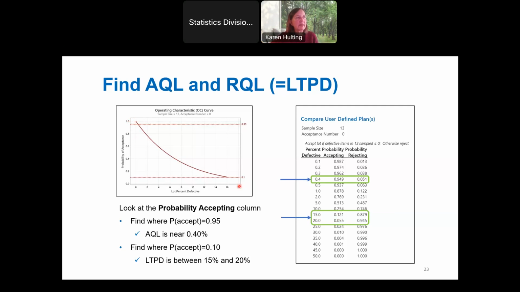Minitab also gives us this graph, and so we can kind of see that 0.1 value is hitting right around 16%. The 95% value is hitting here at 0.4%.